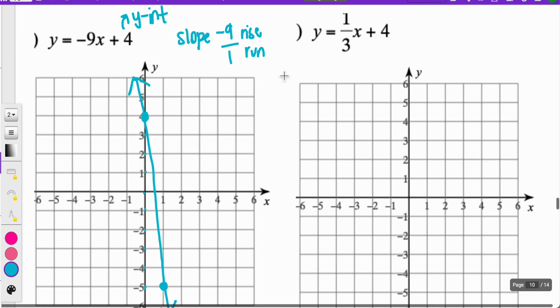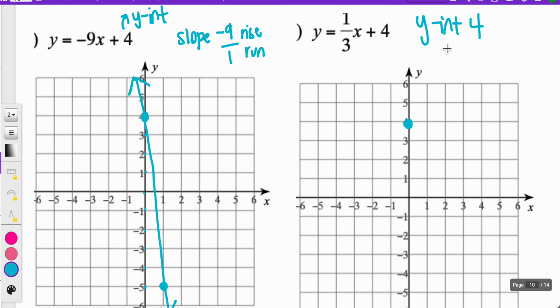Okay? This next one, my y-intercept is at 4 as well. But now my slope is 1/3. This is rise 1, run 3. So rise 1 means go up 1 and then to the right 3. 1, 2, 3. Okay? If I wanted to create a point on the left side, I just do the opposite.